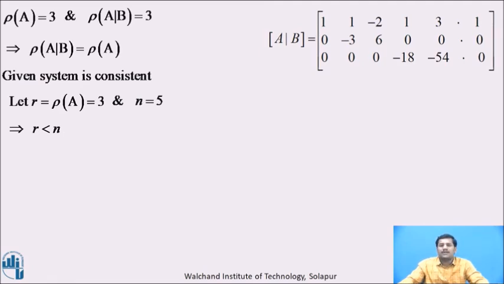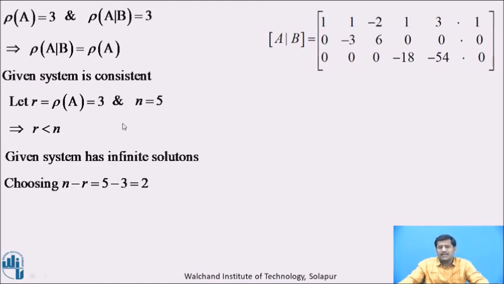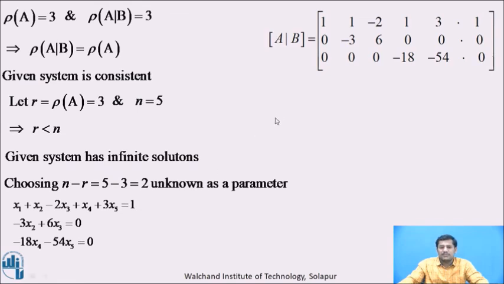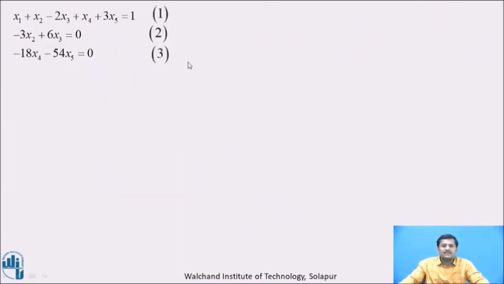To find that infinite solution, we have to choose N minus R, that is 5 minus 3, that is 2 unknowns out of 5 unknowns as the parameters. To choose those 2 unknowns out of 5 as parameters, we have to write down the system of equations from this echelon form, and that system is what we have written here. Now from this system, we have to assign 2 unknowns as the parameters.